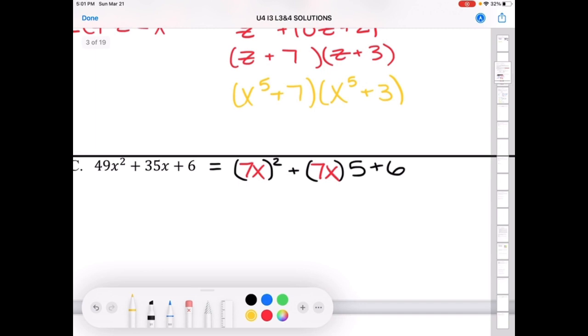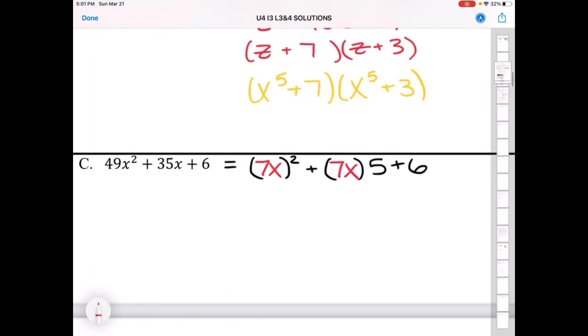Lastly, I have 49x squared plus 35x plus 6. I'm going to let z equal 7x. So I have 7x squared because 7 squared is 49, and x squared is x squared, so we have 49x squared. Then we have 7x times 5. 7 times 5 is 35. Then you have that x left over. And then you have your plus 6.